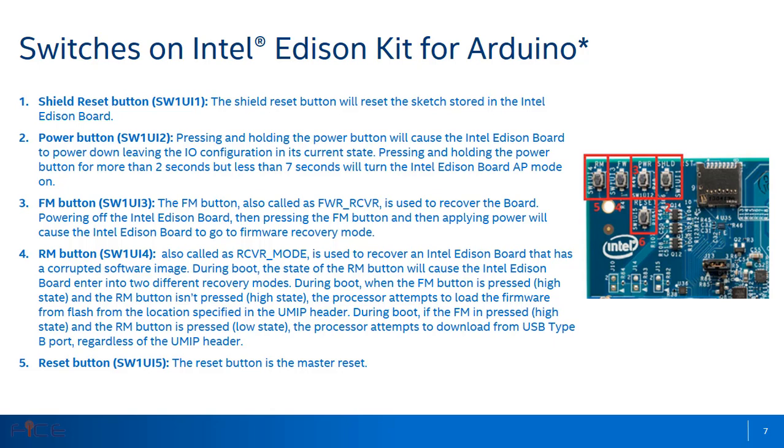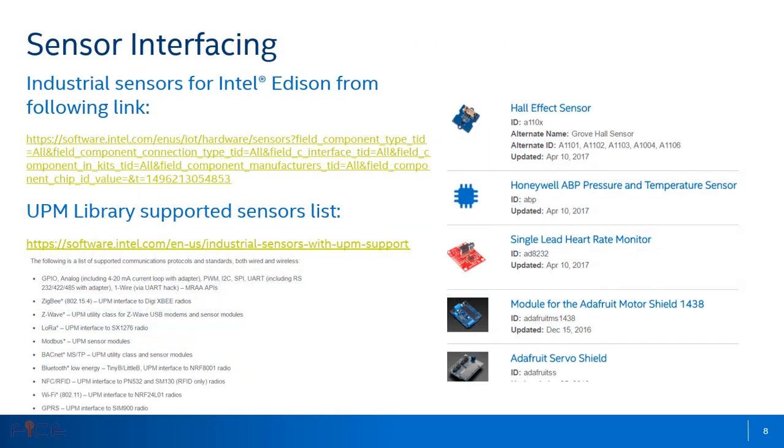The reset button is the master reset, which will reset the board as well as the module. Now let's talk about sensor interfacing. For interfacing sensors with the board using GPIOs, we can refer to the given link for the list of industrial sensors and the UPM library supported sensor list.